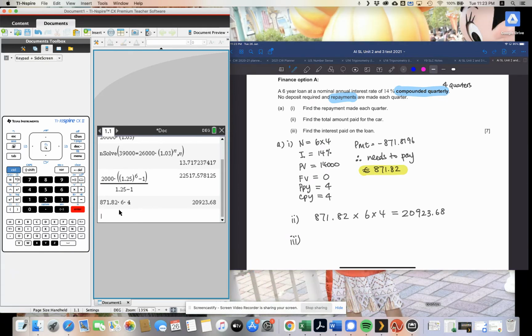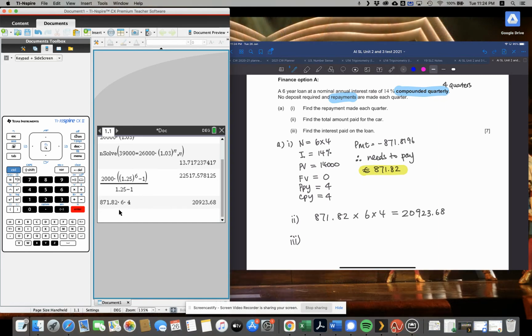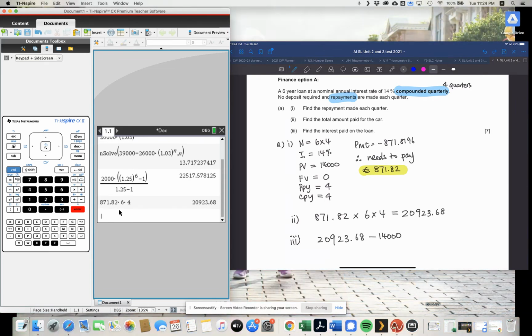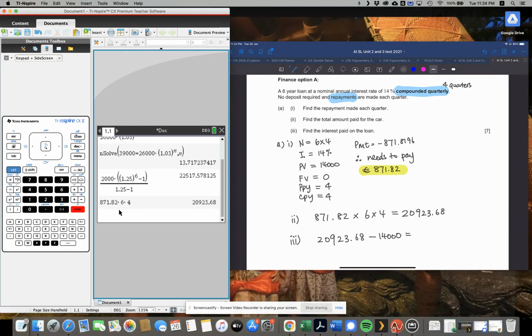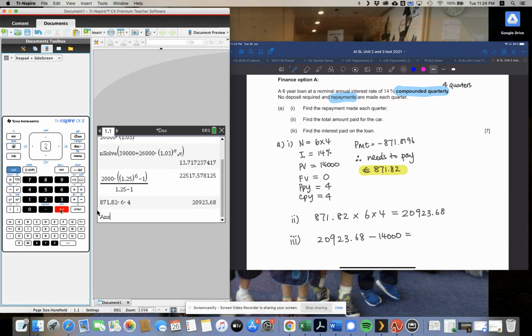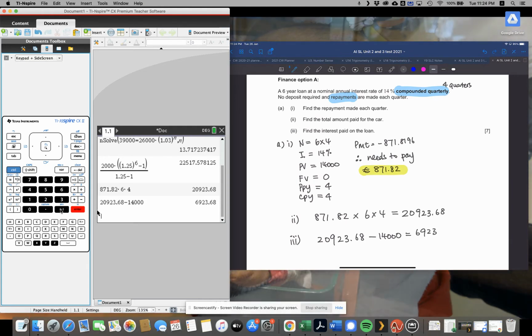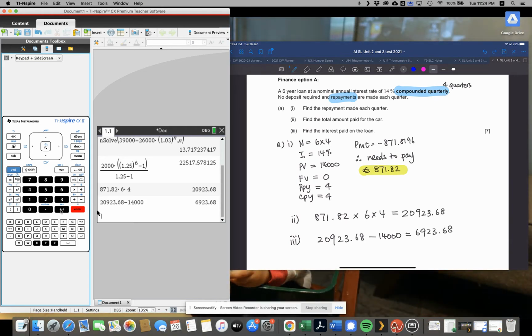The next part is asking you to work out the interest paid on the loan. This is how much he has to pay to buy off the car. This is the original price of the car. So the difference must be the interest. So we can use the previous answer here to take away 14,000. Interest charge is $6,923.68.